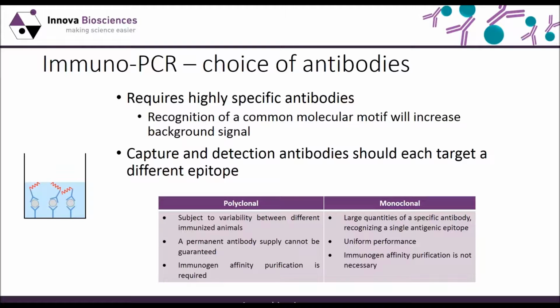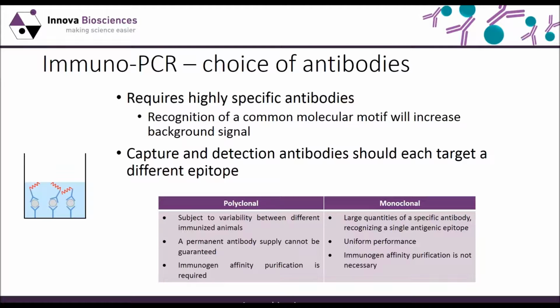As well as being highly specific, it's important that the capture and detection antibodies should each target a different epitope. If both antibodies recognise the same epitope, binding of the capture antibody to the antigen will prevent the detection antibody from binding to the antigen, resulting in a low signal.